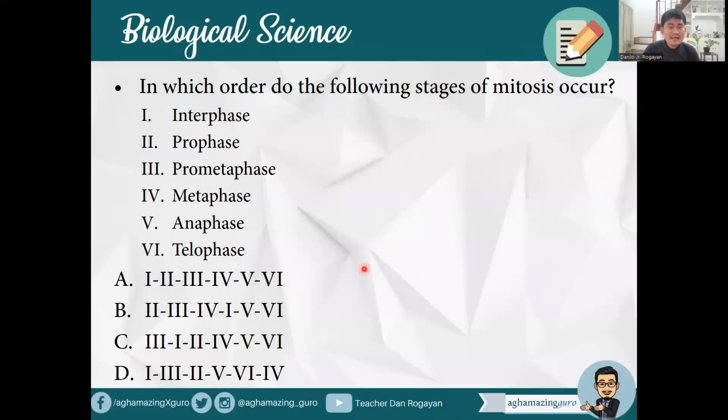Alright, of course, that one is already arranged. Interphase, IPMAT, right? IPROMAT. Okay, so that is interphase, prophase, prometaphase, metaphase, anaphase, and telophase.